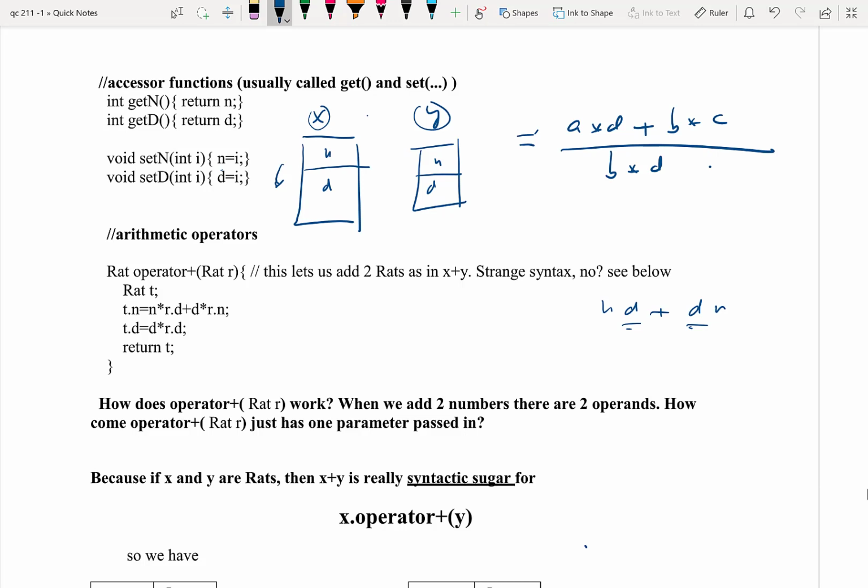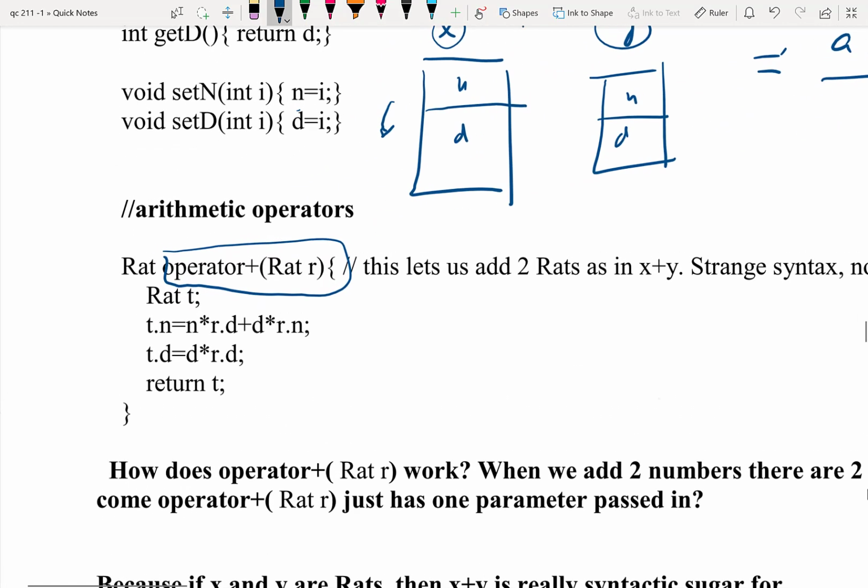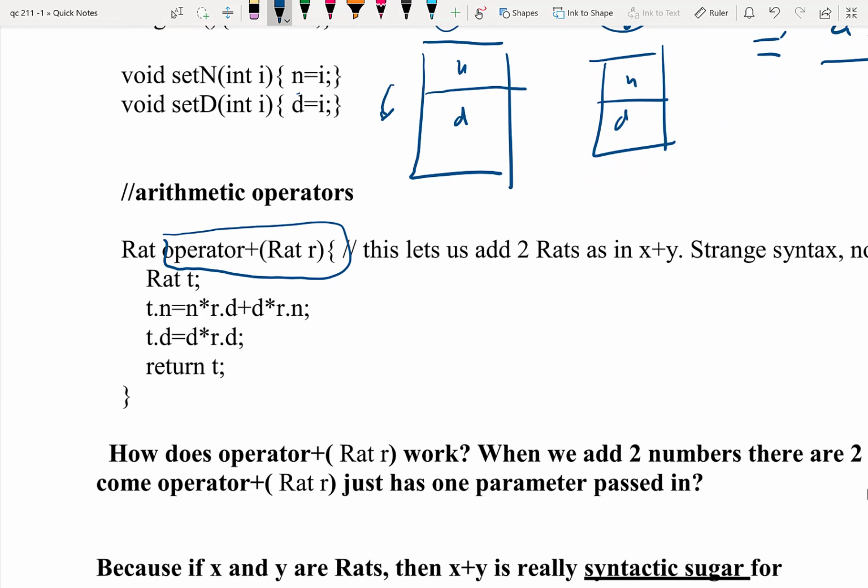So the answer is that here's how things really work. The name of the function is operator plus. Let's just read this. This says the function is called operator plus, and what it's going to do is add rats and return a rat. Just like when I add two integers, I return an integer. When I add two fractions, I get a fraction back.